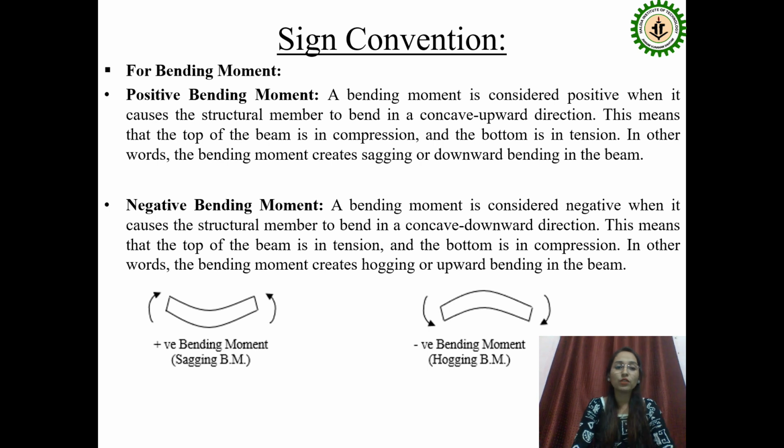So for negative bending moment, a bending moment is considered negative when it causes a structural member to bend in a concave downward direction. This means that the top of the beam is in tension and the bottom is in compression. In other words, the bending moment creates hogging or upward bending in the beam. So these are the sign conventions that are considered for shear force as well as bending moments.